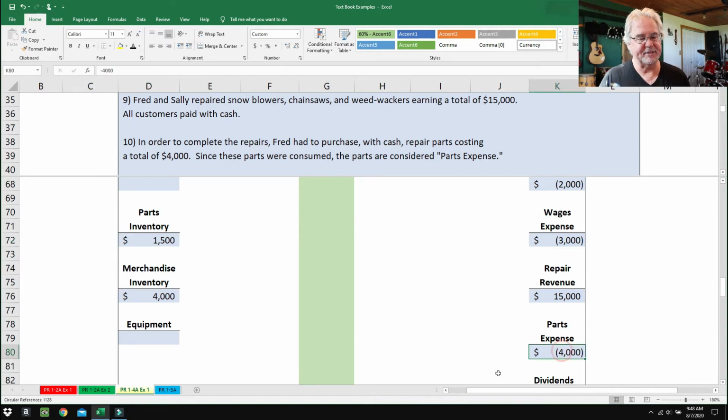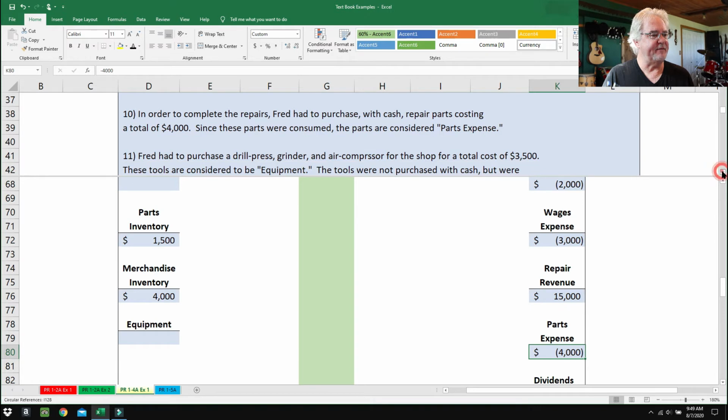Now the parts expense, these parts were used up. They're gone. They're part of the cost of getting the job done. So we put it over here in parts expense. Now someday, one of these days, probably this coming winter, the parts inventory will become parts expense once they get consumed. All right.